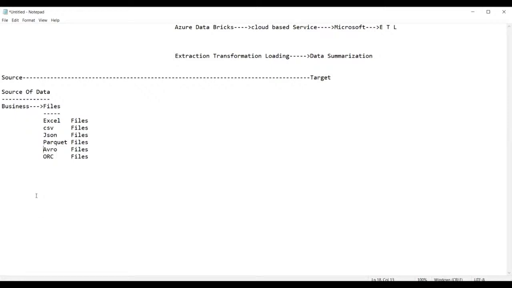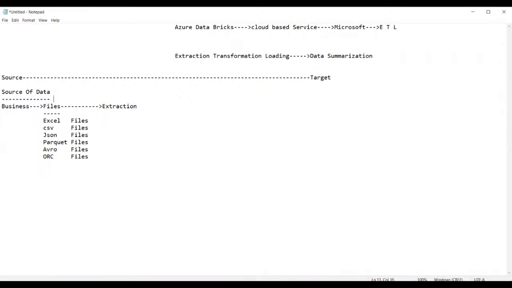Anyways, you don't worry about the files. Once we get into the subject, I will explain each and every file. So this is the data we get from these files. What we do is pull in the data by the process called extraction. So extraction is done.